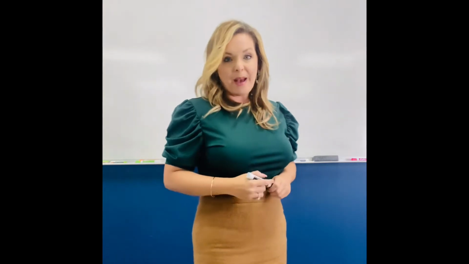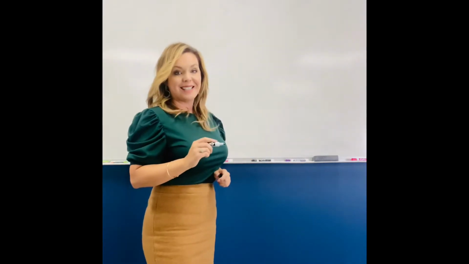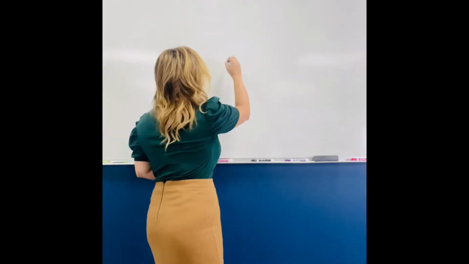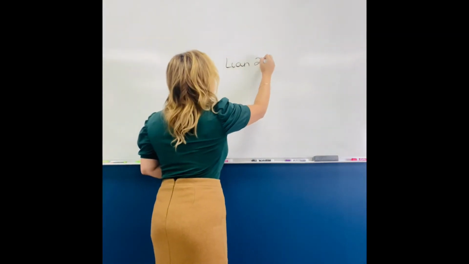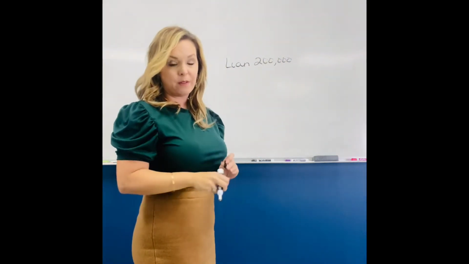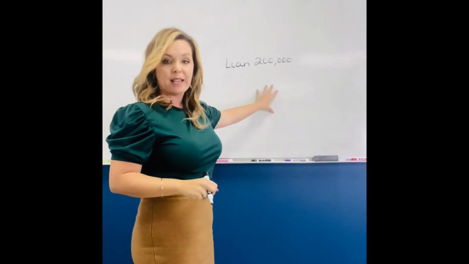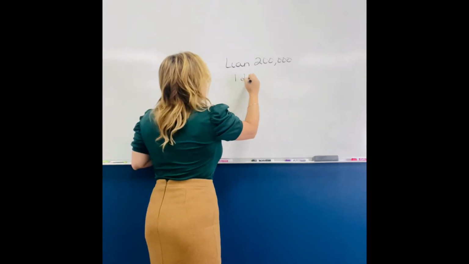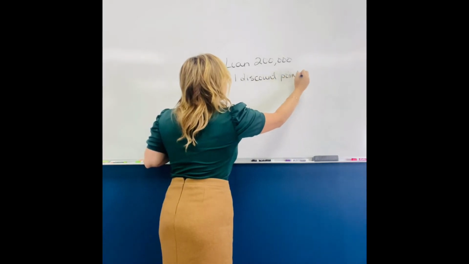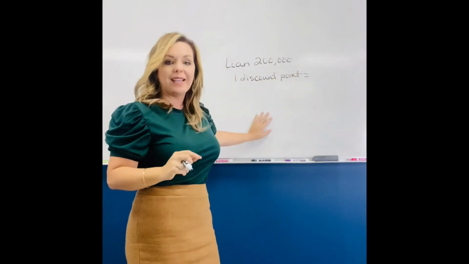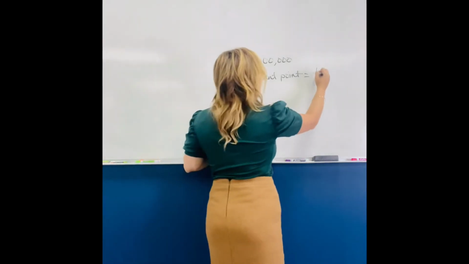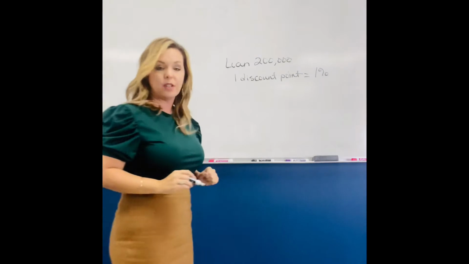So let's talk about that one. Let's hypothetically say that we have a property where the loan is $200,000. This is not the sales price. We'll get to a sales price example in a few minutes. But the loan is $200,000. And you want to buy one discount point. One discount point is 1% of the loan value.